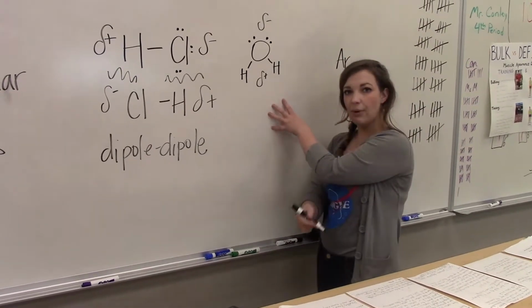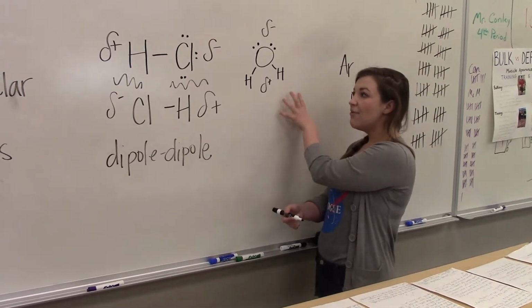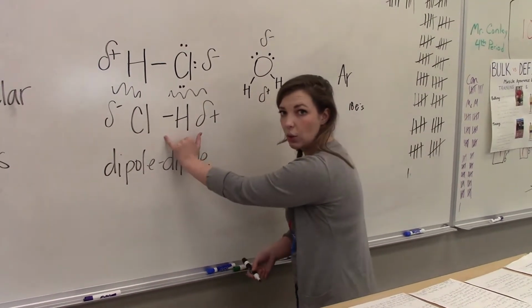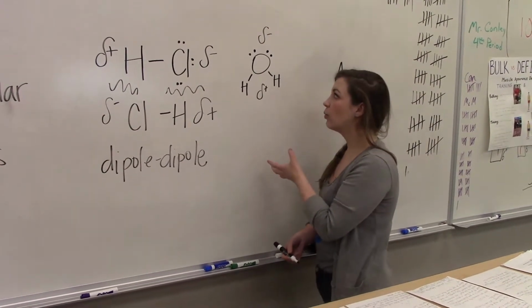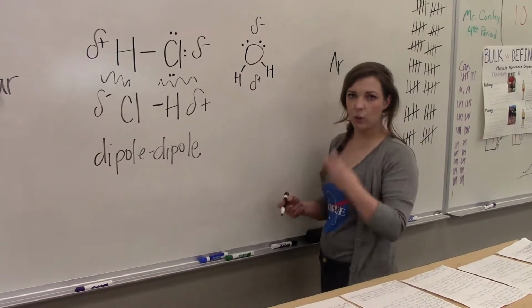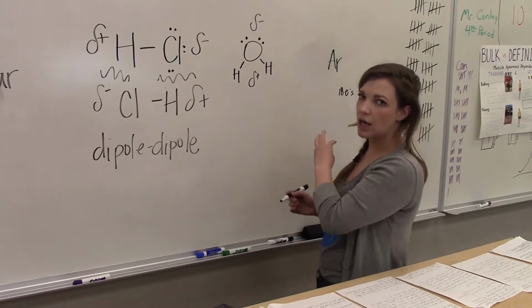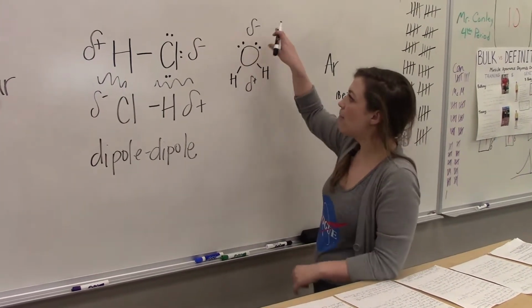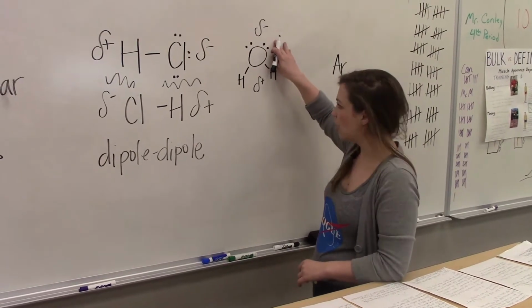And the reason why I separated water out is because it's even more of an intense dipole than our hydrogen chloride. And this is for some very special reasons. Number one, oxygen is extremely electronegative. It's one of our top 3 most electronegative elements. So the electrons in these covalent bonds spend most of their time up with the oxygen.